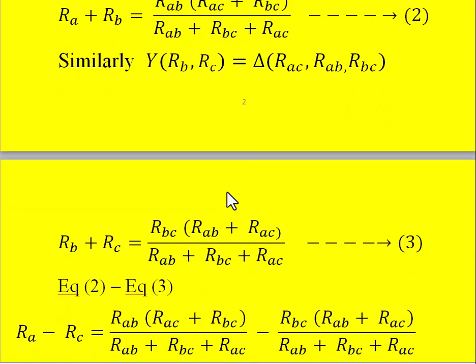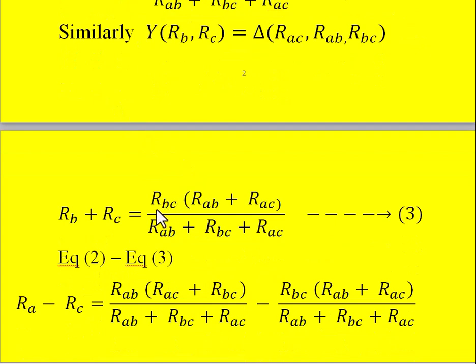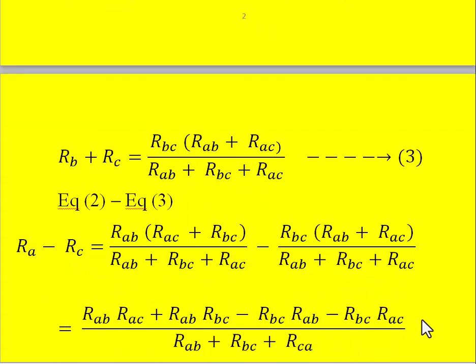Now subtracting equation 3 from equation 2, we get a new equation called RA minus RC. So that is, to the right, we get the values like this: RAB into RAC plus RBC divided by RAB plus RBC plus RAC, minus RBC into RAB plus RAC divided by RAB plus RBC plus RAC.